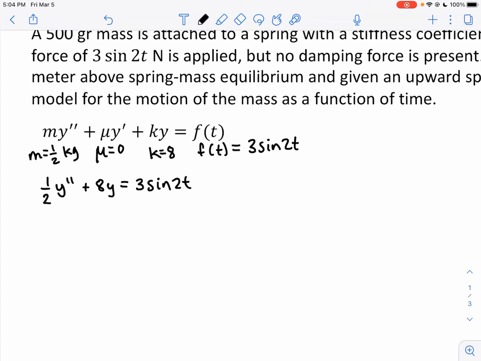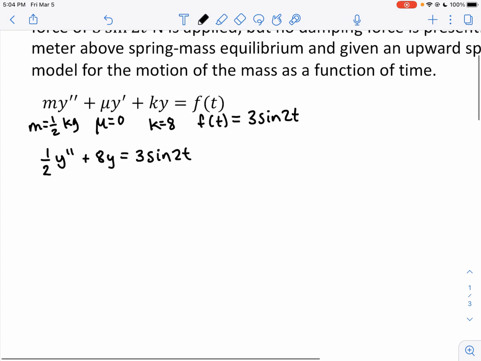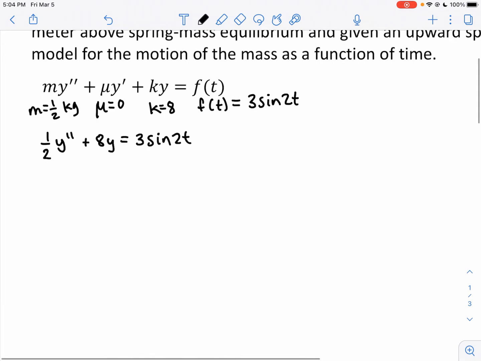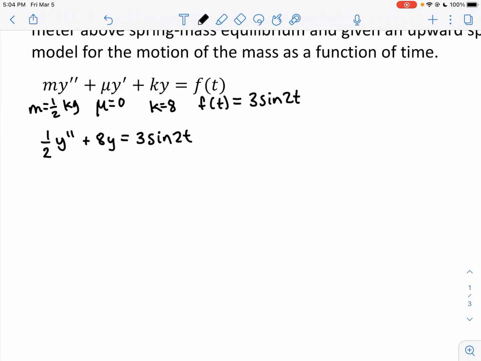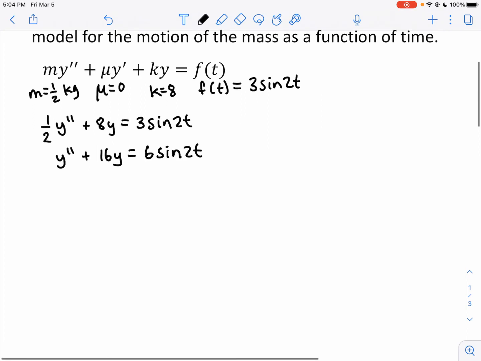I'm going to use the method of undetermined coefficients to solve this. But first of all, we need to find what the linearly independent solutions to the homogeneous version of this differential equation would be. Also, I don't like the fraction, so I'm going to go ahead and double everything to begin. So we have y double prime plus 16y is equal to 6 sine 2t. And this is the differential equation I'm going to focus on.